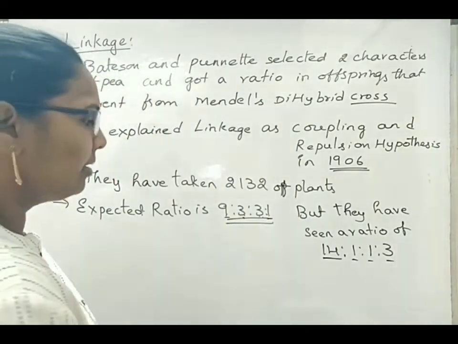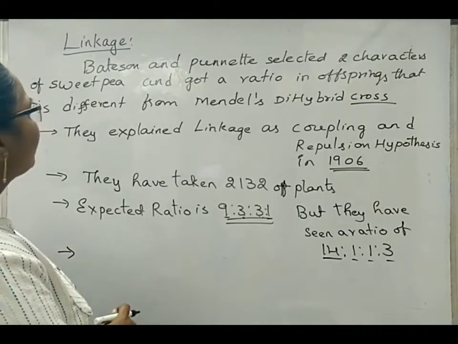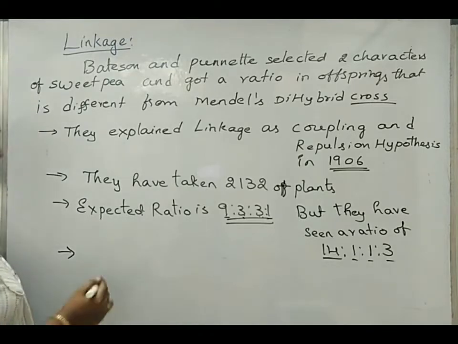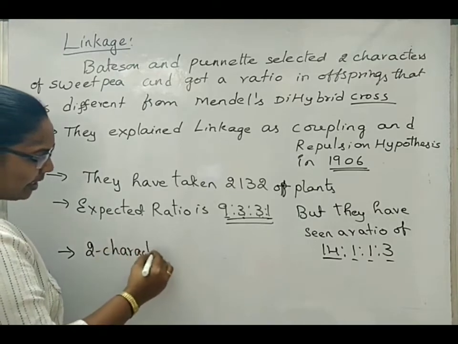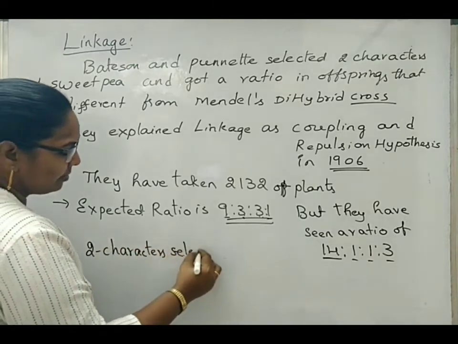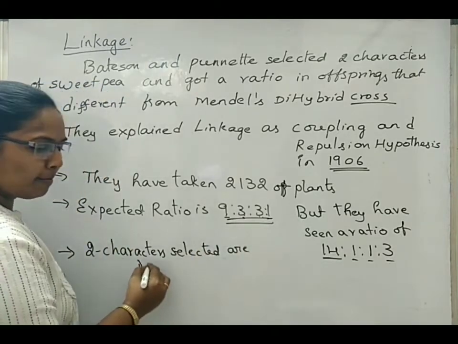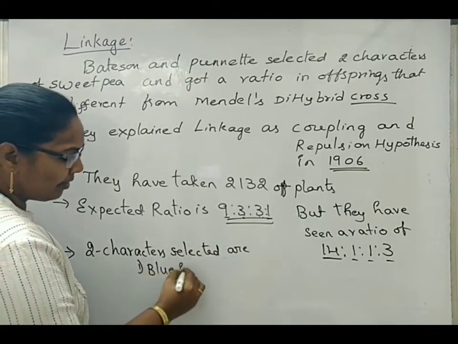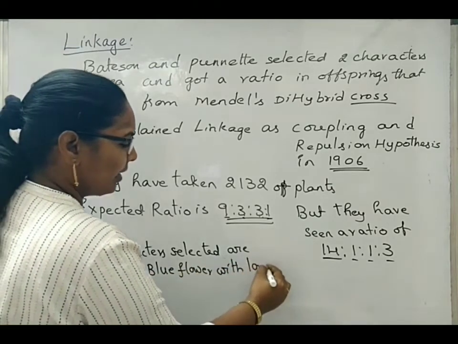in a dihybrid cross. Now, what characters did they use? We already saw they selected two characters just before. So, what are the two characters? The two characters selected by Bateson and Punnett are, one, blue flower with long pollen.